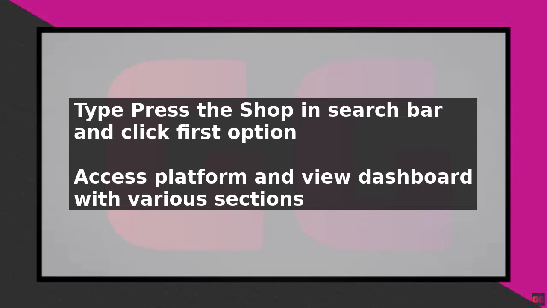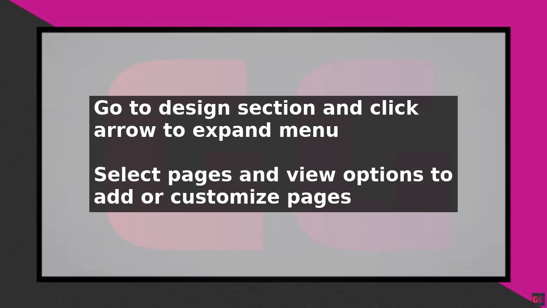To add a page on Prestashop, start by typing Prestashop into your web browser's search bar. Then click on the first option that appears, which is prestashop.com. You will be given the choice to use the demo version or download and install the free or paid version of Prestashop to your device.